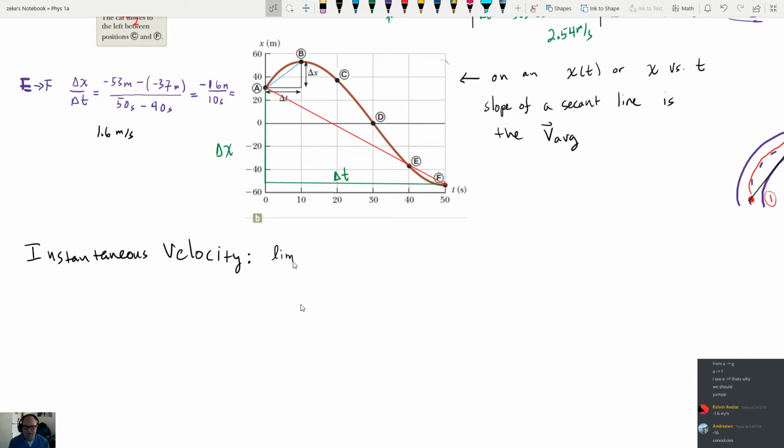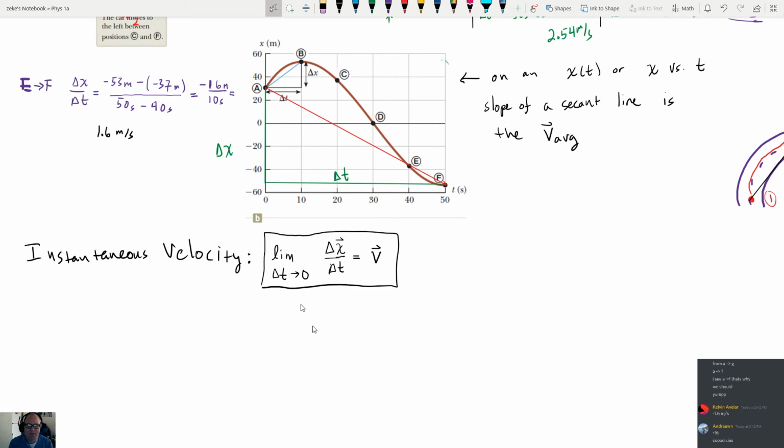So if I take the limit as the time interval between my points goes to 0 of the average velocity, which was delta x divided by delta t, then this will give me what we call instantaneous velocity. So we drop the average, and then this is our definition of what instantaneous velocity is. The limit as delta t approaches 0 of delta x over delta t, that's our definition of what instantaneous velocity is.